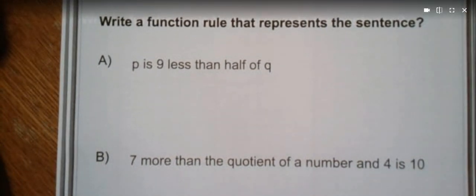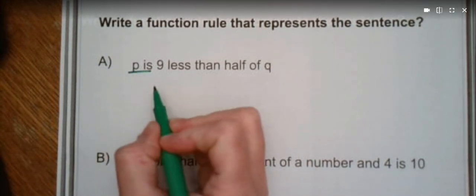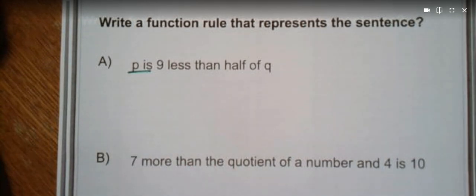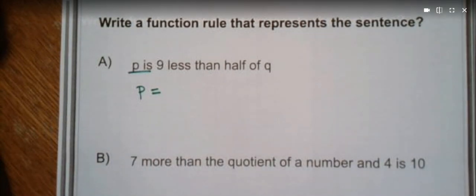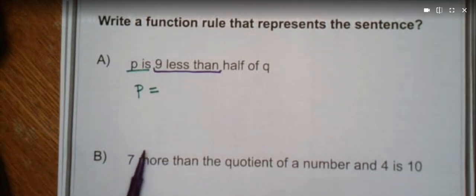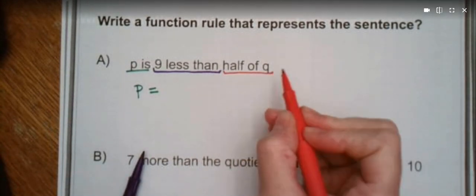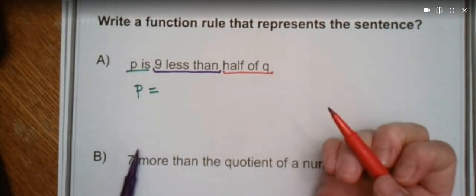Okay, our first one here says P is 9 less than half of Q. When you see this P is, we know that is means equals, like 3 plus 5 is 8. It's equal. So I can just change this to P equals. Then we got a couple different things going on here. We've got 9 less than, and we also have half of Q.